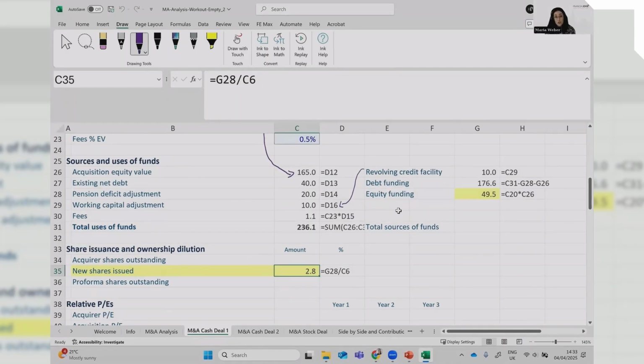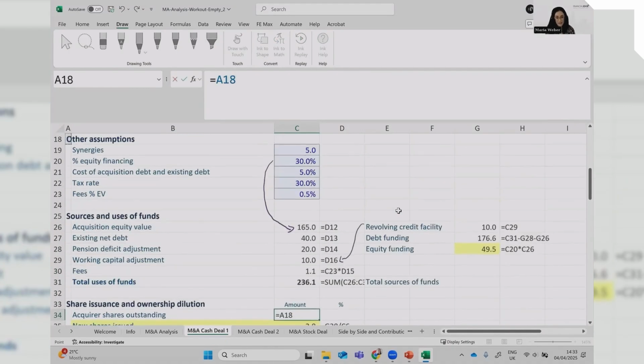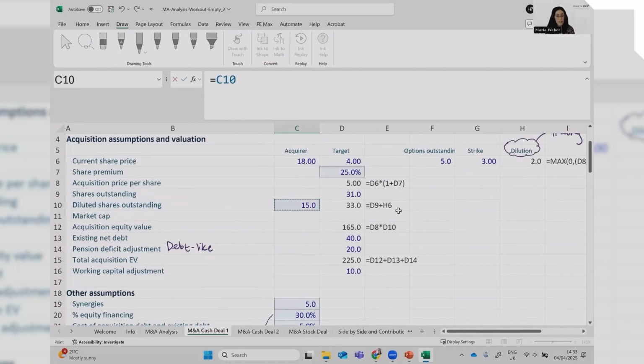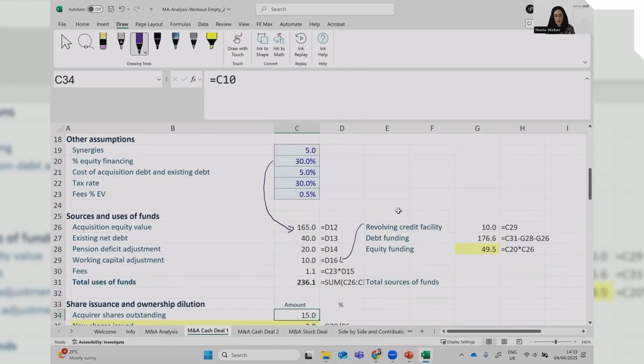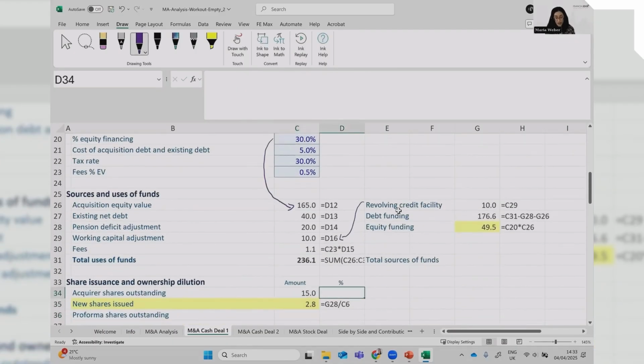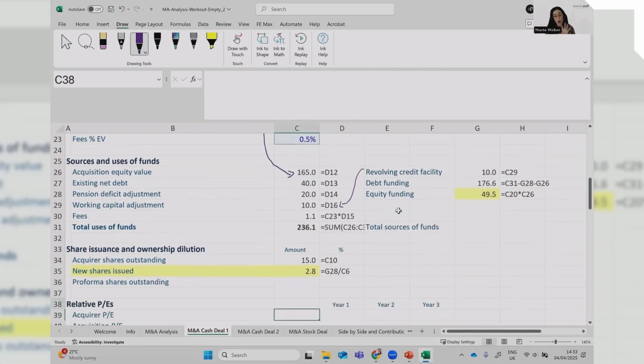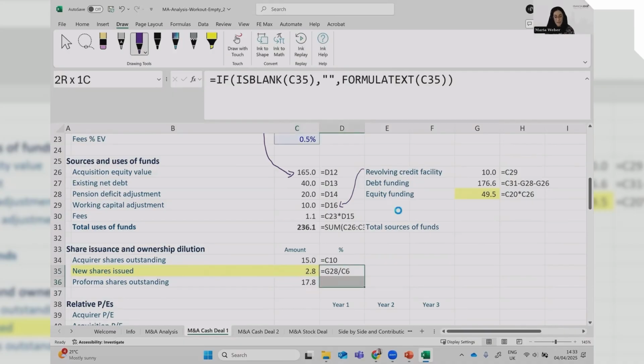To work out the total number of shares that are now outstanding, the acquirer already has 15 million shares outstanding. Those aren't going anywhere. JM Smucker, that's their shares, 15 million shares outstanding. In addition, they are now issuing 2.8 million new shares to the old Hostess Brands shareholders. So in total, there's going to be 17.8 million shares outstanding.